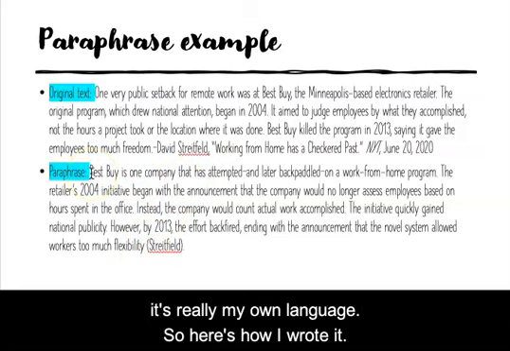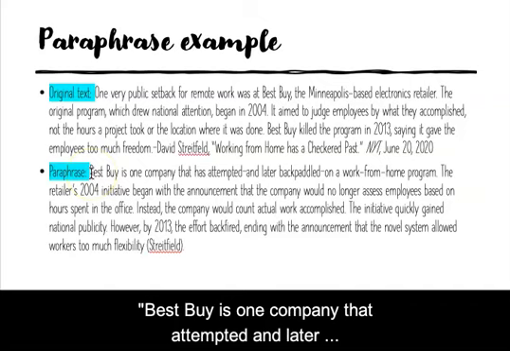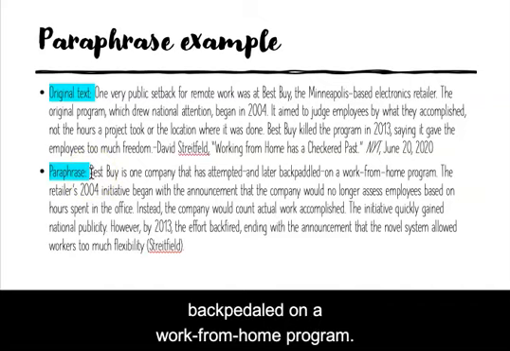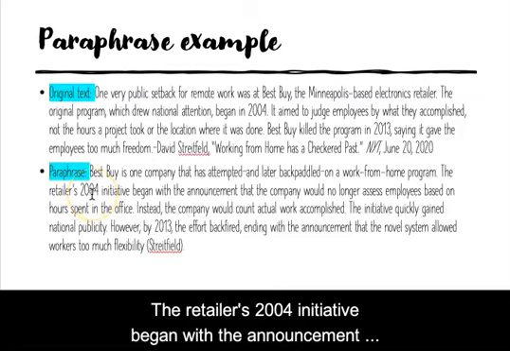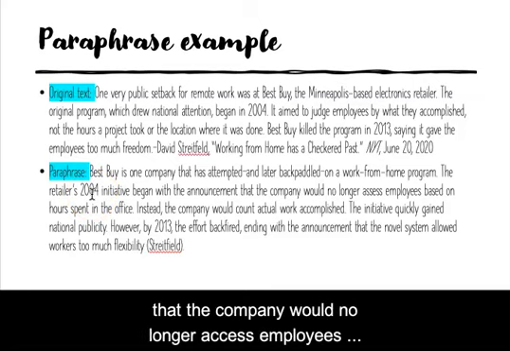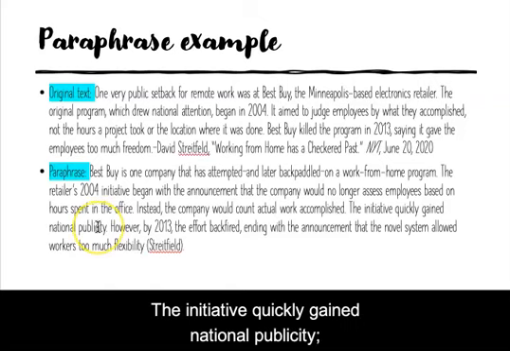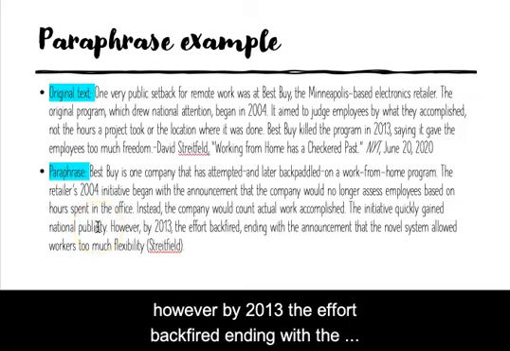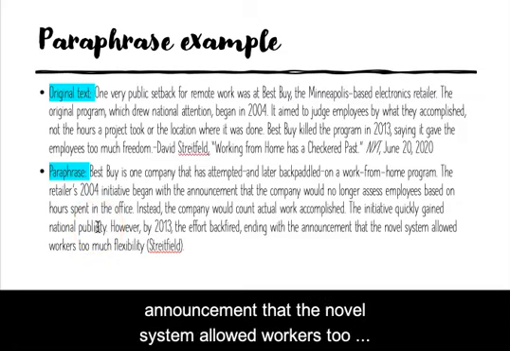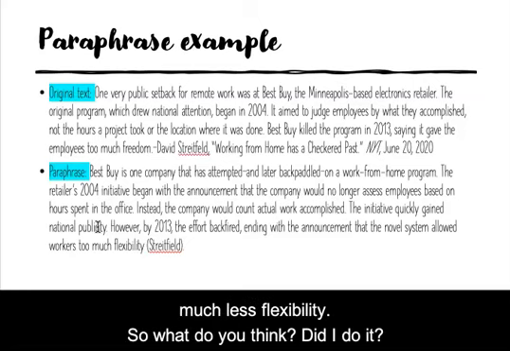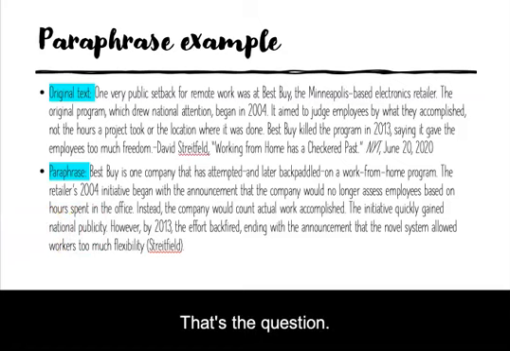Best Buy is one company that attempted and later backpedaled on a work-from-home program. The retailer's 2004 initiative began with the announcement that the company would no longer assess employees based on hours spent in the office. Instead, the company would count actual work accomplished. The initiative quickly gained national publicity. However, by 2013, the effort backfired, ending with the announcement that the novel system allowed workers too much flexibility. So what do you think? Did I do it? That's the question.